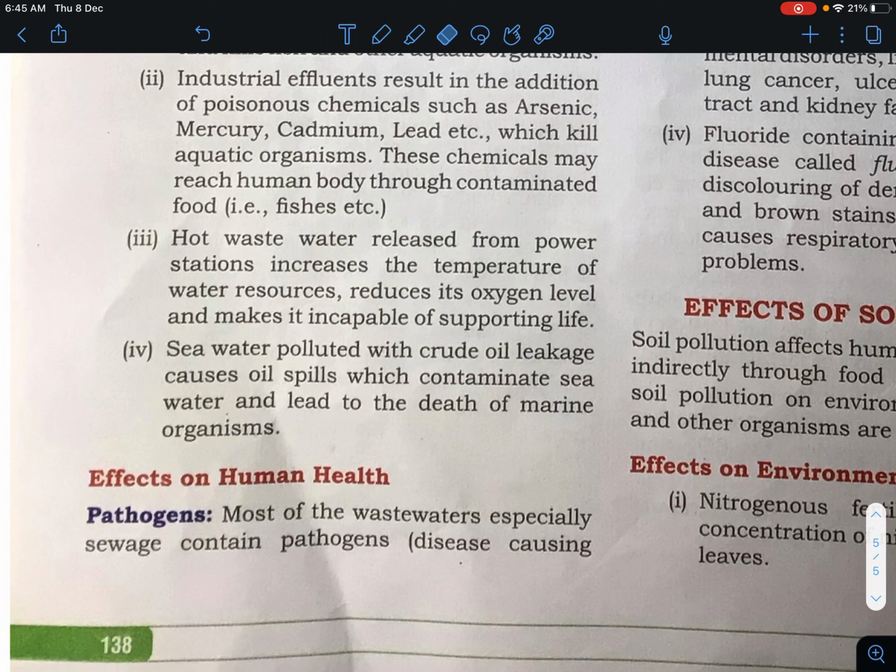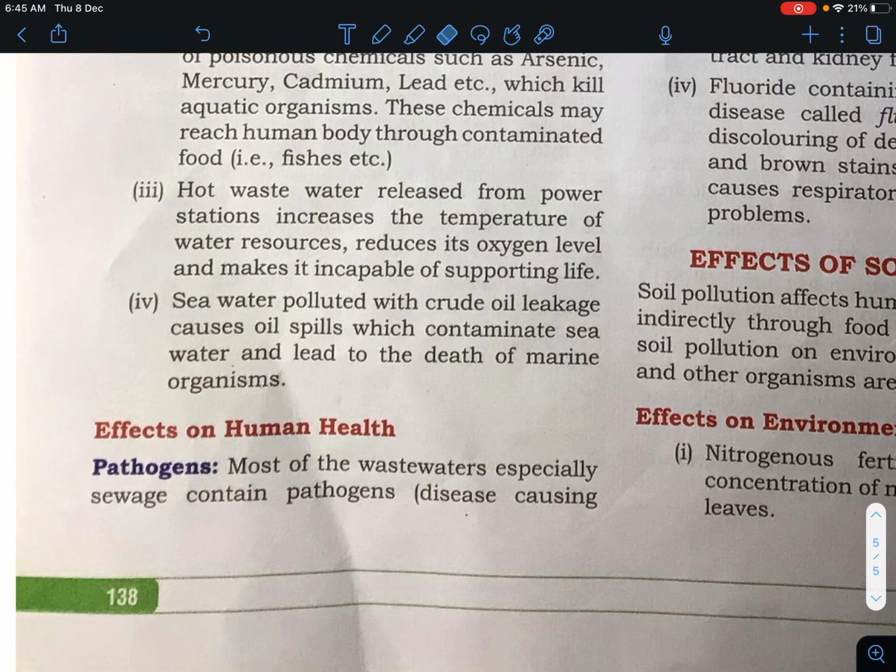The fourth one is that sea water polluted with crude oil leakage causes oil spills. So what are oil spills? Sea water is polluted with crude oil leakage, which contaminates the sea water and leads to the death of marine organisms.